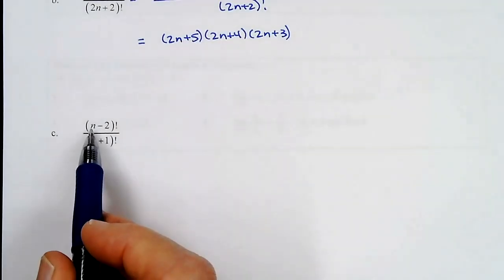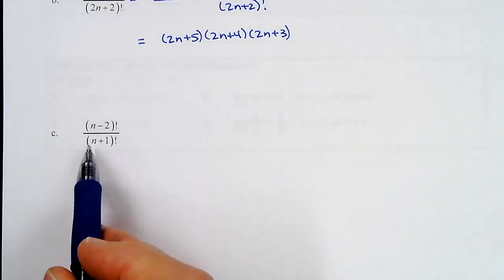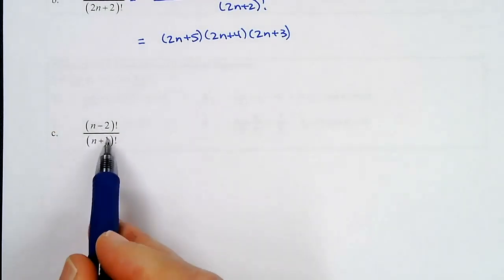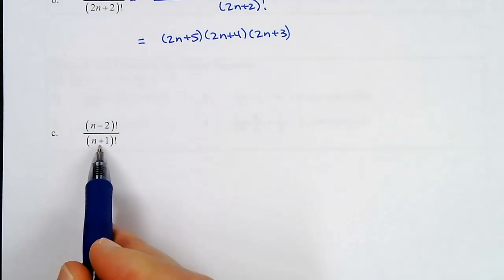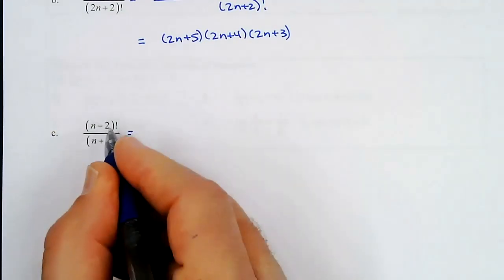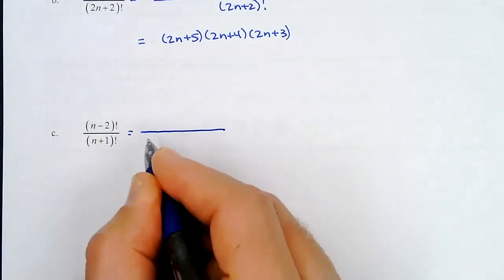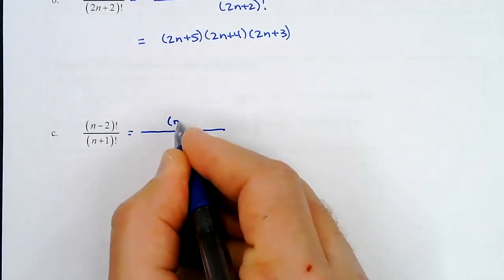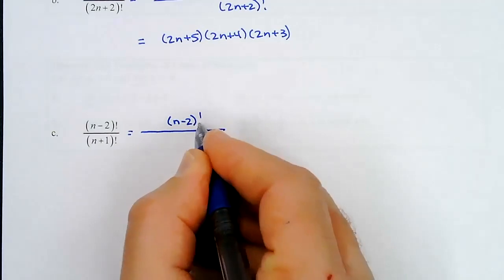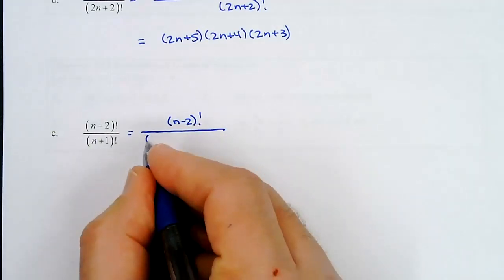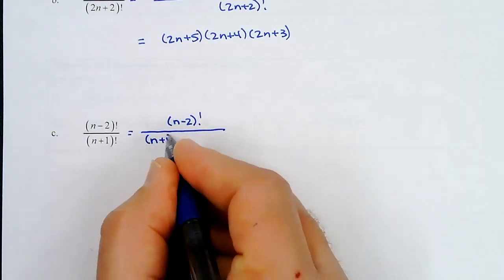So for this one, we want to simplify (n minus 2) factorial over (n plus 1) factorial. Okay, so n plus 1 is going to be larger because I can start reducing this by 1 each time, right? And so I want to start with this one. And so I'm going to write my fraction bar and leave the (n minus 2) factorial on top. And so we're going to multiply by n plus 1.